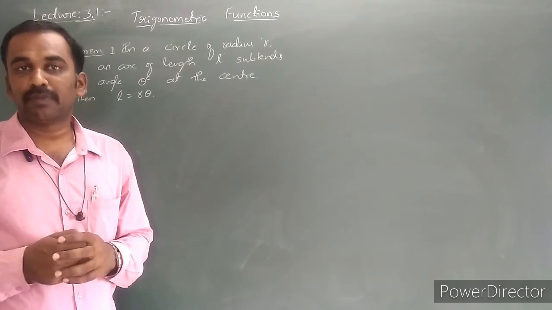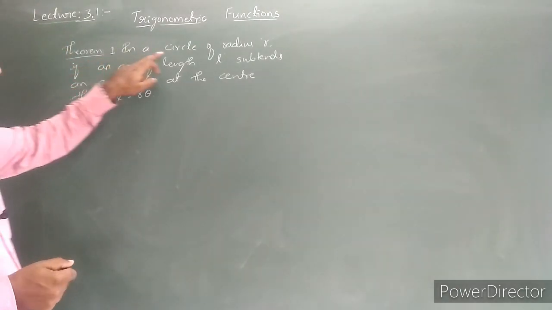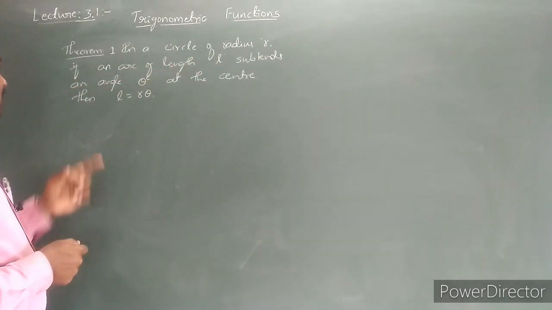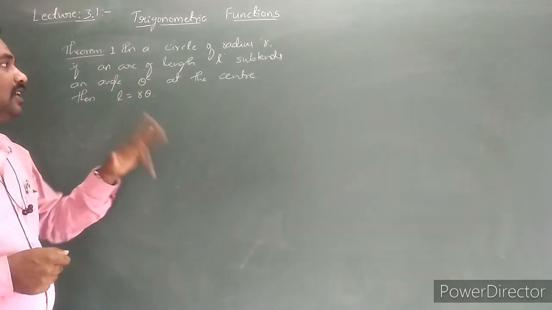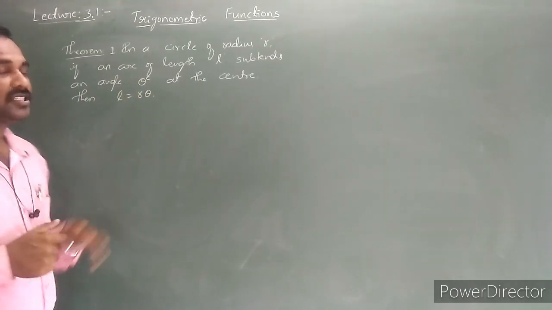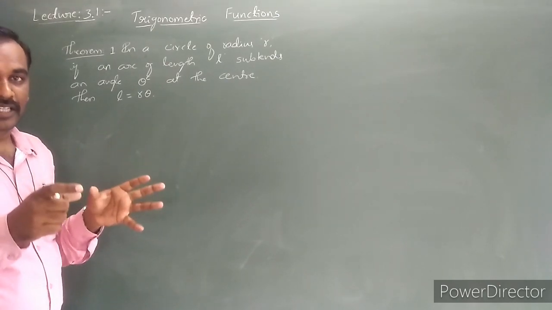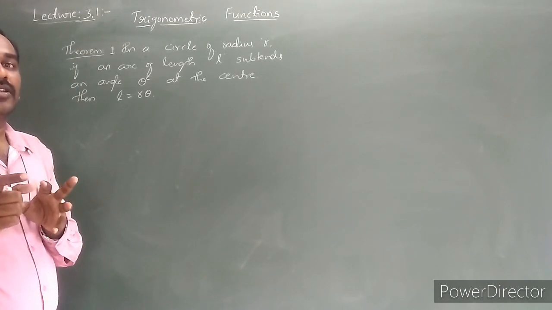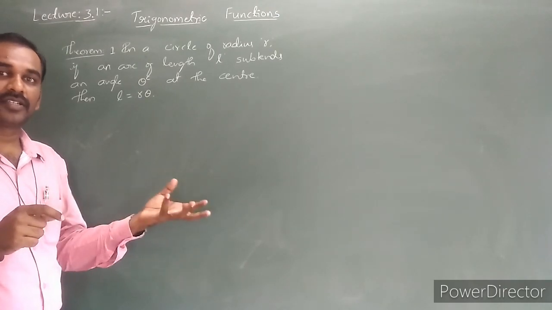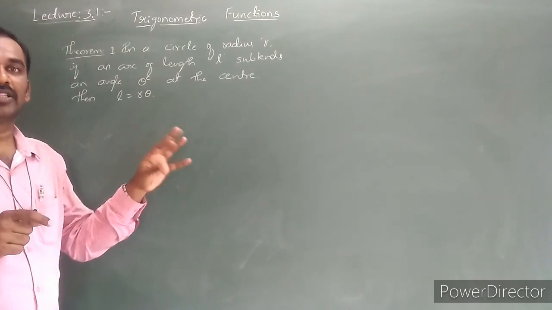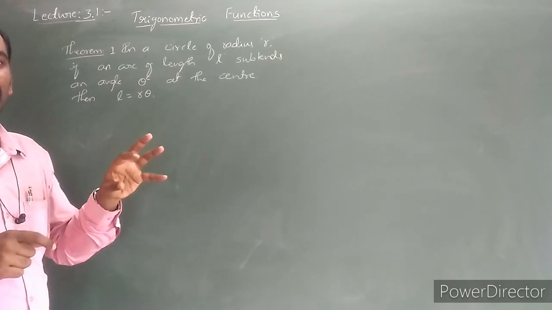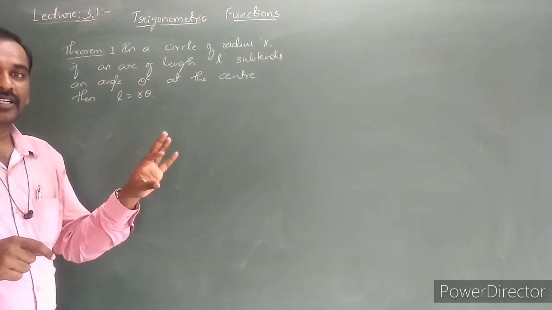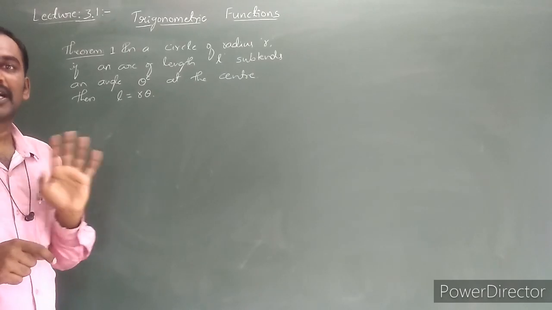Yes. In trigonometry, the first theorem. What is the theorem? In a circle of radius r, if an arc of length L subtends an angle theta radian at the center, then L is equal to r theta. In a circle of radius r units, L is the arc length, and theta radian is the angle subtended at the center of the circle. Then arc length L is equal to r into theta, where r is the radius of the circle and theta is the angle subtended at the center.